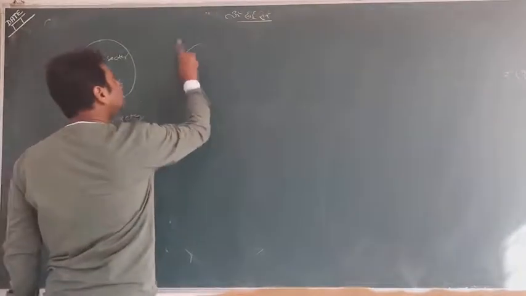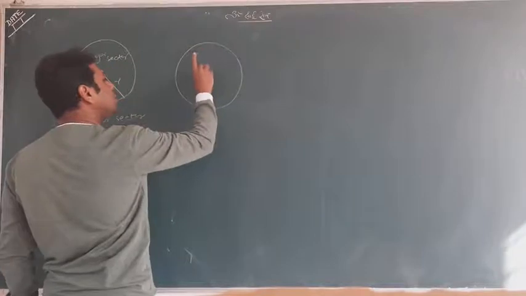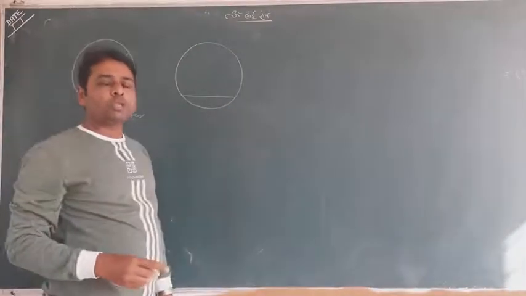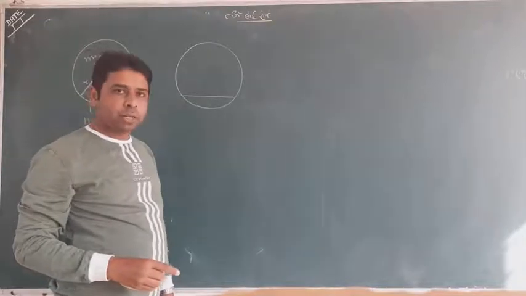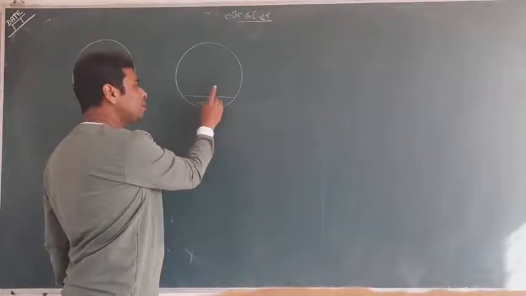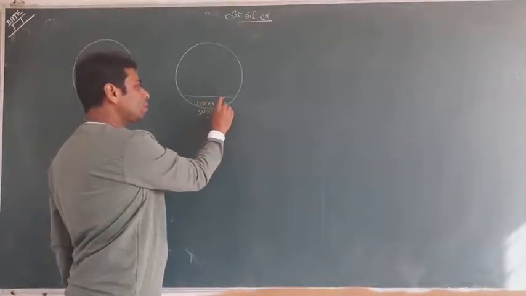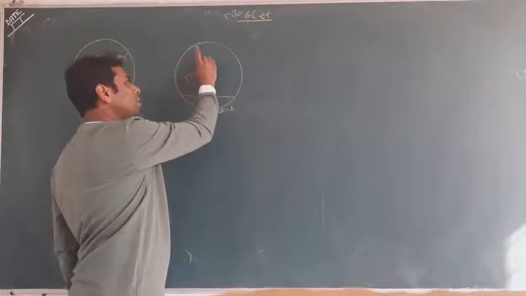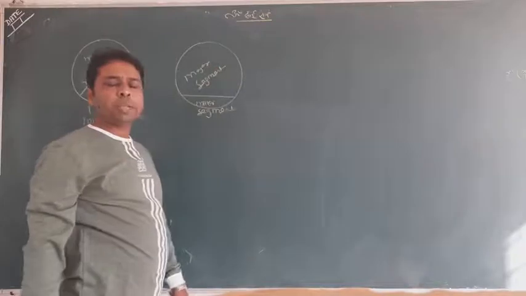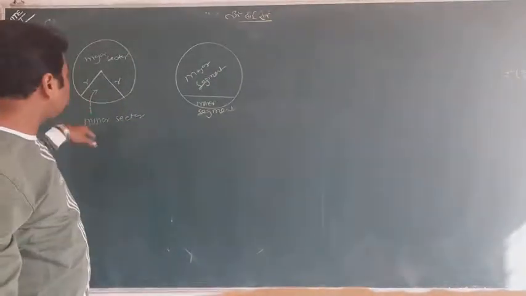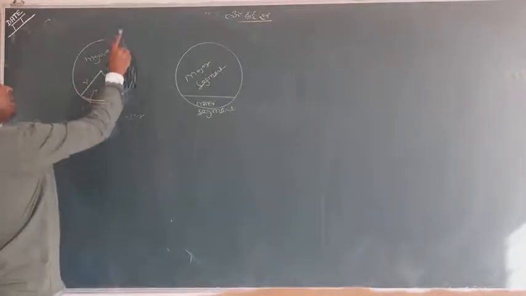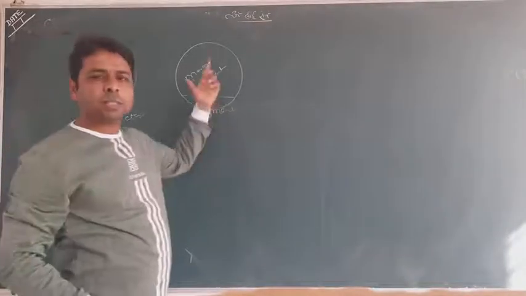Furthermore, again I want to make a circle. It has a center. When a chord is drawn, we again have two parts of the circle. These parts are called segments. This is a minor segment and this is a major segment. So remember these things: minor sector, major sector; minor arc, major arc; minor segment, major segment.